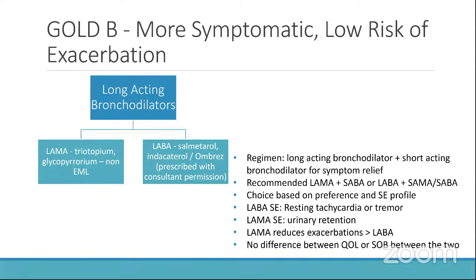The choice of long-acting bronchodilator is based on the patient preference and side effect profile. LABAs can cause a resting tremor and tachycardia, and LAMAs can cause urinary retention. Thus, patient comorbidities should be taken into account when deciding to prescribe either of these. LAMAs are more effective at reducing exacerbations than LABAs. However, there is no difference between the two when it comes to improving shortness of breath or quality of life.